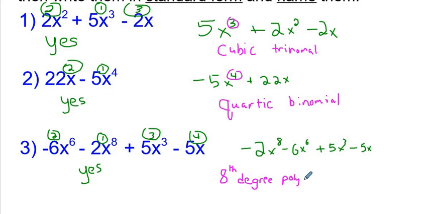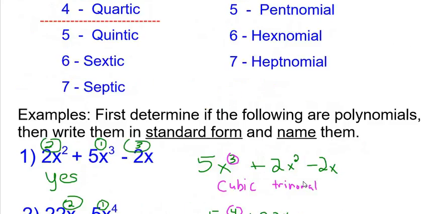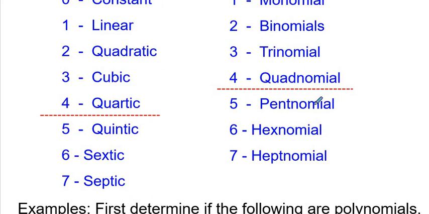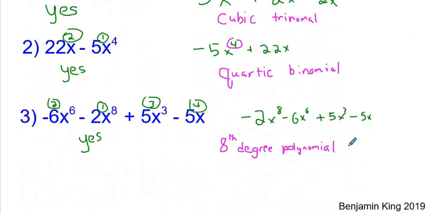And then we would say the number of terms. And the number of terms here, right, we could call this an 8th degree quadnomial, right, if we wanted to. So instead of saying polynomial, we could have called it a quadnomial. But some people don't even make you learn quadnomial. Some people do, some people don't. So you could call this an 8th degree polynomial with 4 terms.